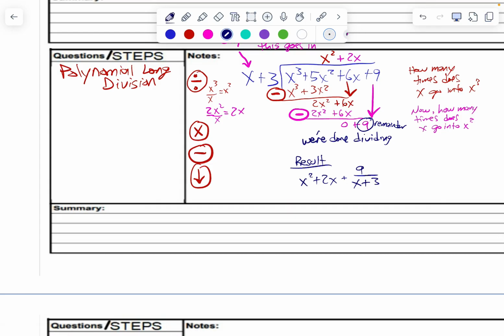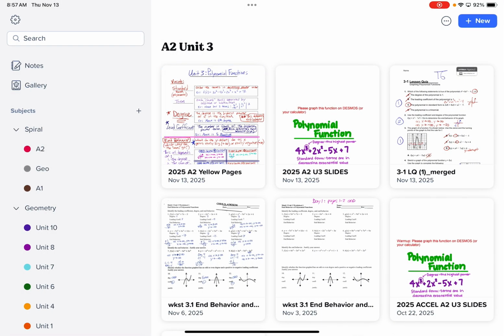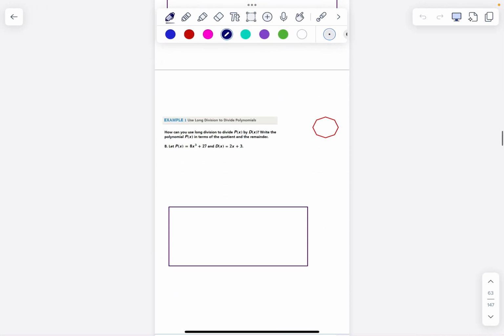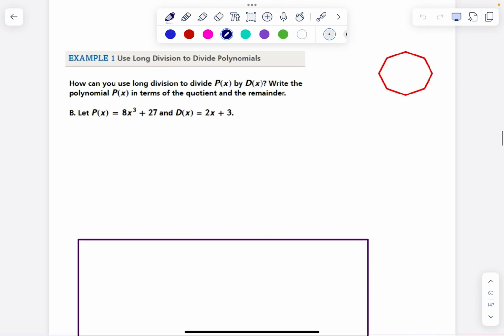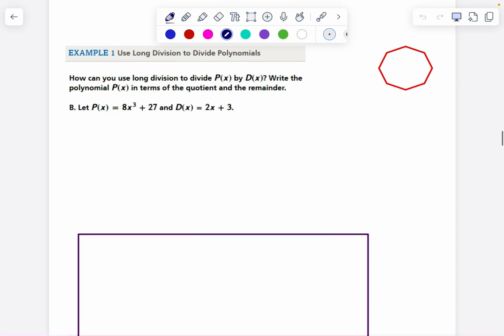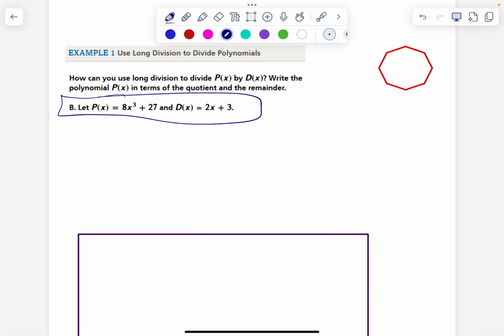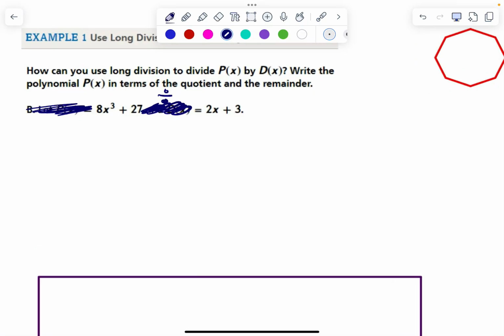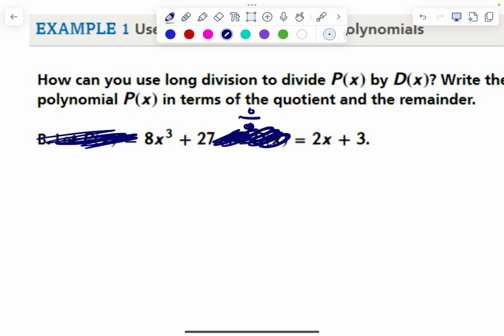Okay, let's do another one. You can put it in your note packet or just write it somewhere else. It's up to you, but don't put your notes away because I want to go back and add something to it after you see this example. Just a little cautionary step. So don't write all the words, just put this. Actually, don't even write the p of x. Just say that in your notes, please. Just put 8x cubed plus 27 divided by 2x plus 3. That way it saves you some writing.